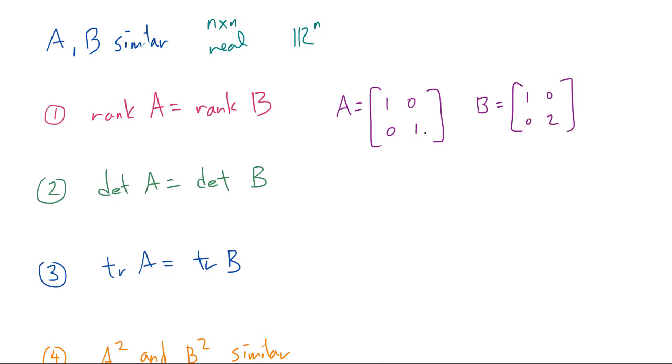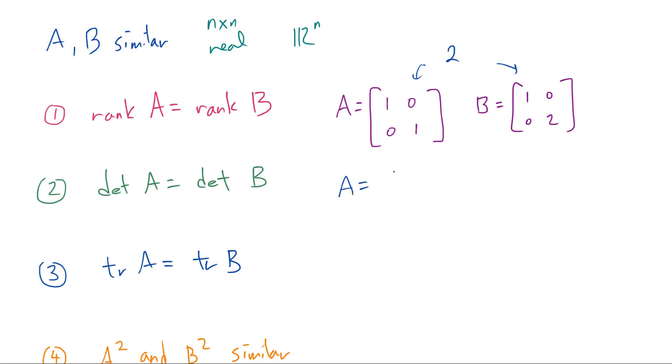And now you should see that A and B are not similar because the determinant of A is 1, whereas the determinant of B is 2. So these are not similar matrices. And of course, this is despite the fact that rank of A is equal to rank of B, both of them have rank 2. Now, what about the determinant of A being equal to the determinant of B? Does that imply that A and B are similar? Once again, the answer is no.